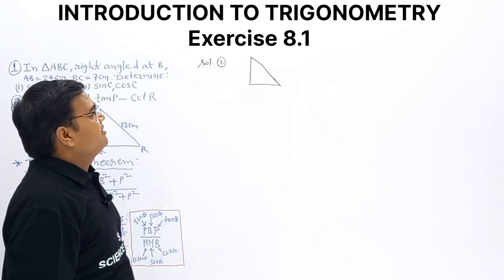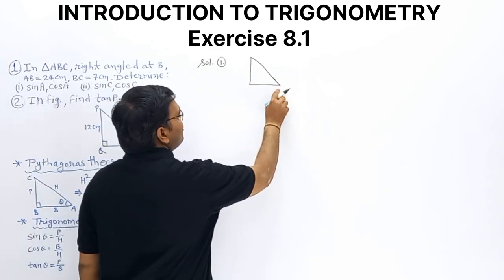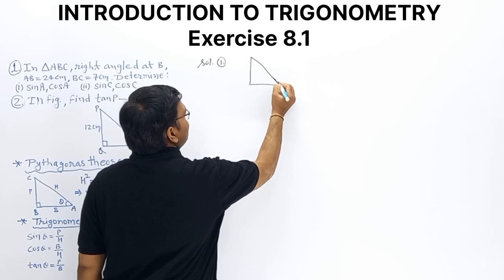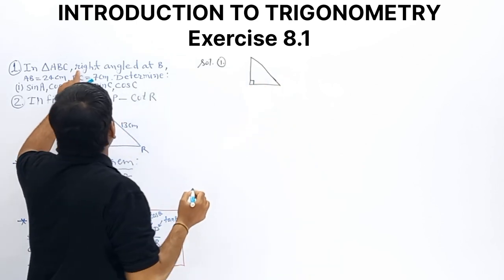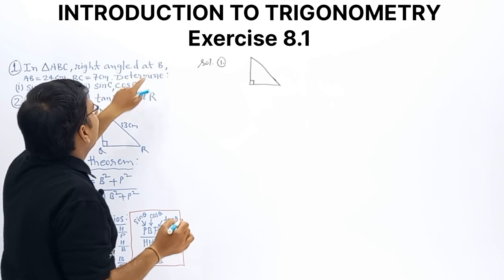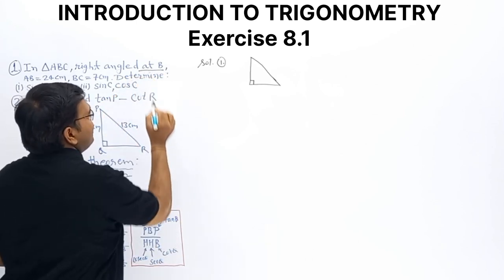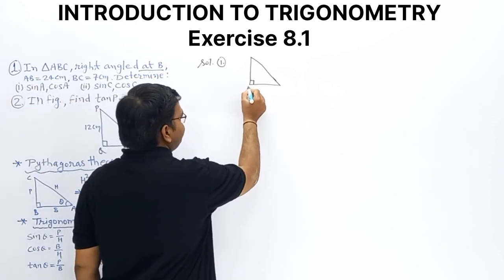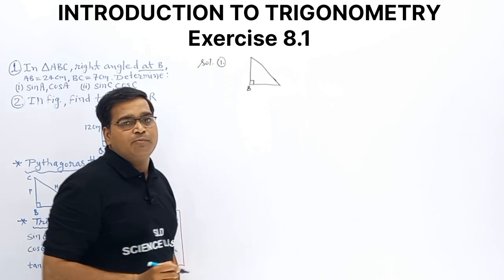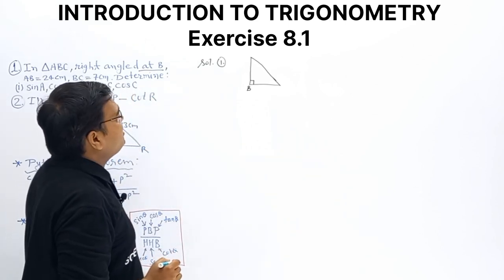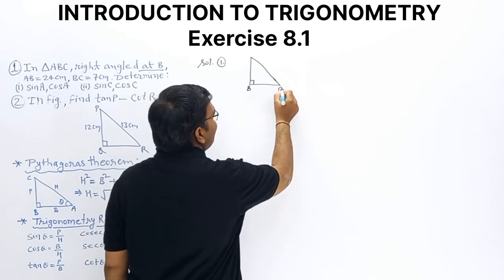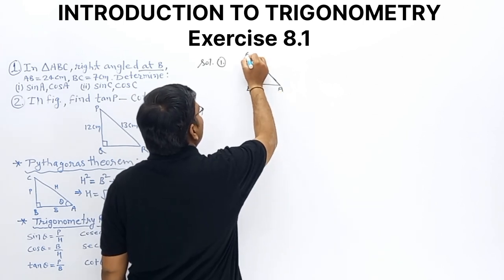This is a right triangle. One angle is 90 degrees. I am taking this one as the 90 degree angle, and the name of this angle is right angle B. This point will be B. Now what is the name of this triangle? It is ABC. So we can put A there.